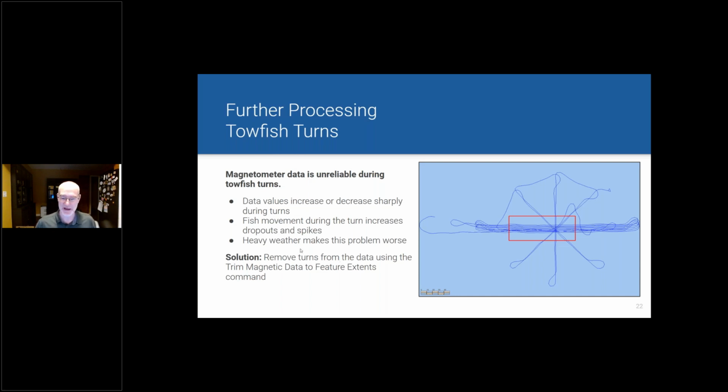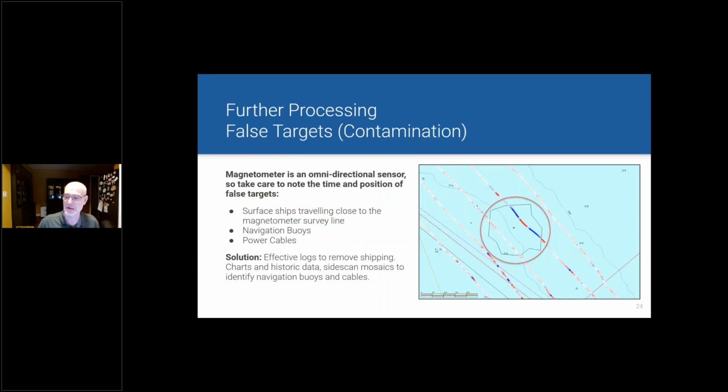If you're in heavy weather, everything just gets worse. So in general, it's really hard to deal with these turns, and it's a good idea to just clip them out. And we've made that much easier to do in the new SonarWiz. We have a couple of cool tools that I'll show you for clipping that stuff out. In a survey like this, where the target is probably somewhere in the center, we can clip all this out in just 5 seconds. It's really quick. And then boom, we chop all those out, and now we've got nice straight lines that we can work with.